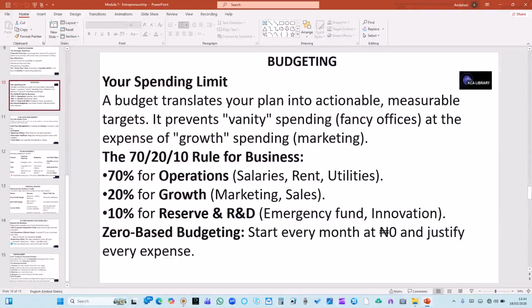Budgeting is your spending limit. A budget translates your plan into actionable, measurable targets. It prevents vanity spending, fancy offices at the expense of growth. That is, spending on marketing.